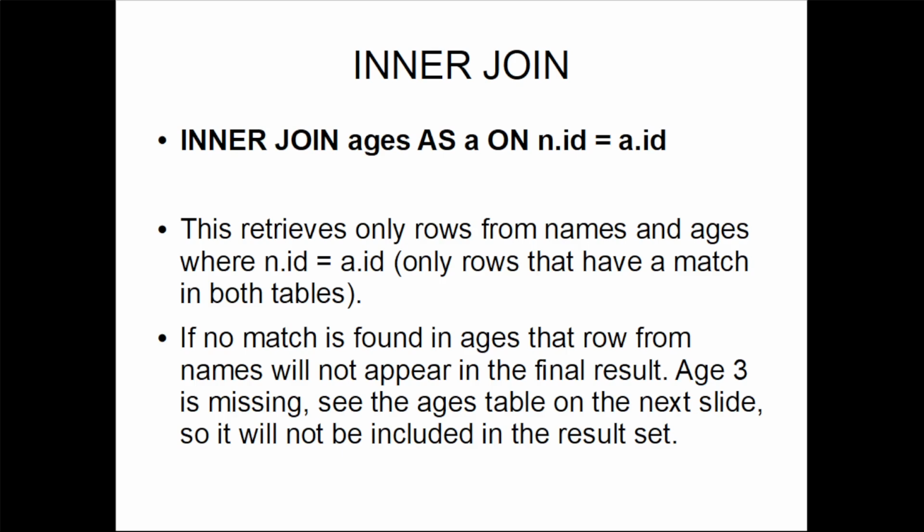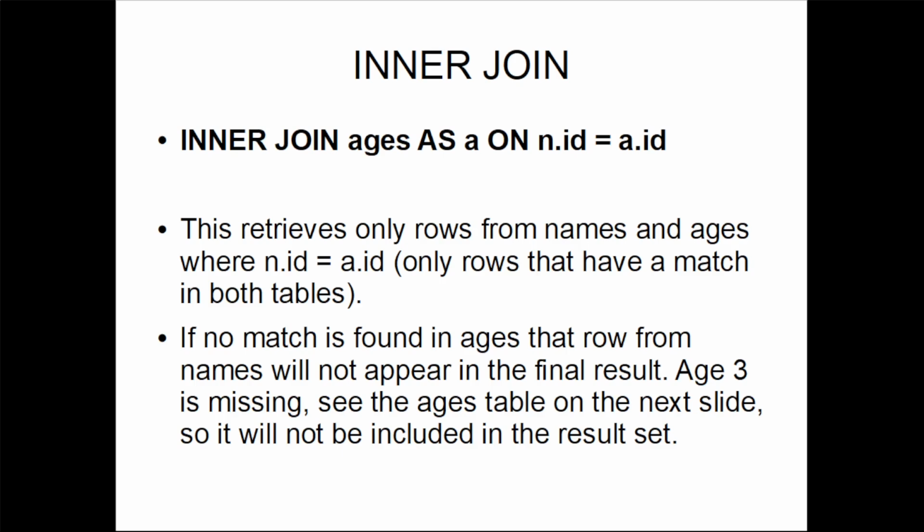Example impact. As shown in the ages table, next slide, there is no record for ID equals 3. Therefore, any names record with ID equals 3 will not appear in the result set. Why it matters. Unlike a left join, which keeps all records from names, with null for unmatched hair_color or ages data, the inner join enforces a stricter match, ensuring only complete data is returned.